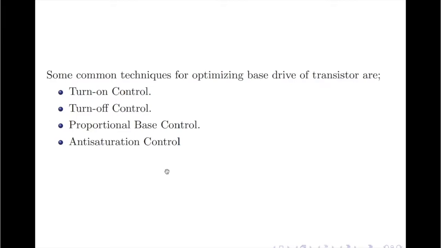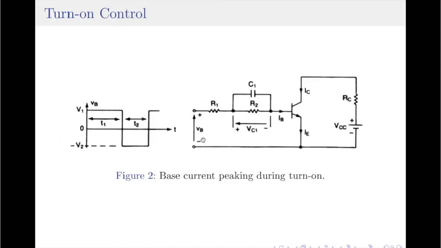Some of the commonly used techniques for optimizing the base drive of a transistor are turn-on control, turn-off control, proportional base control, and lastly anti-saturation control. Let us now discuss each one of them in much detail. I'll start with the turn-on control.